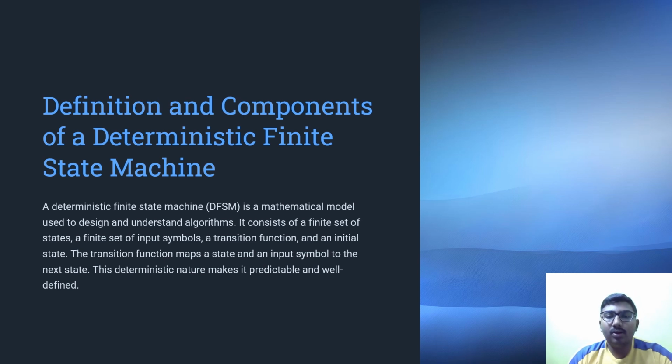Definition and the components of deterministic finite state machine. A deterministic finite state machine is a mathematical model used to design and understand the algorithm. It consists of a finite set of states, a finite set of input symbols, a transition function, and an initial state. The transition function maps the state and an input symbol to the next state. This deterministic nature makes it predictable and well defined.